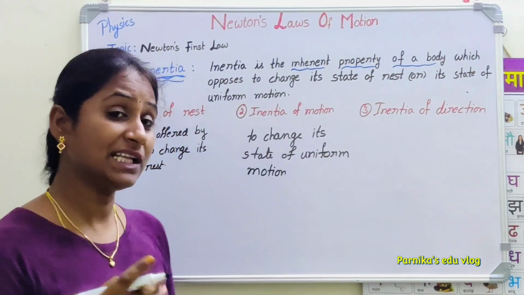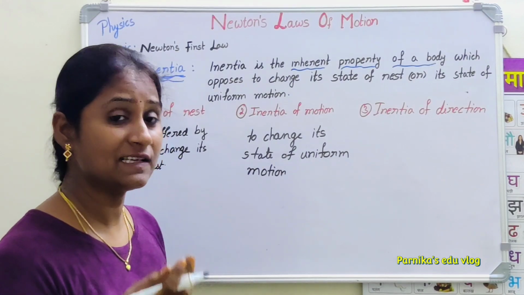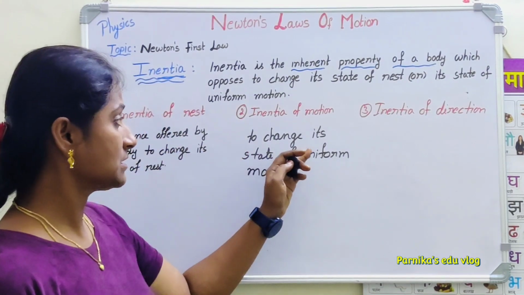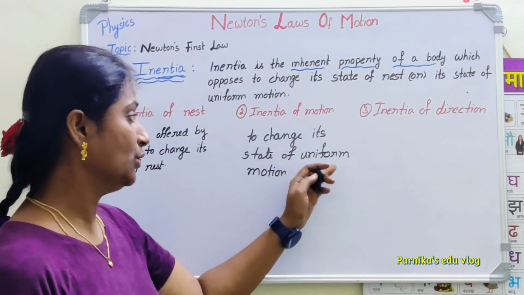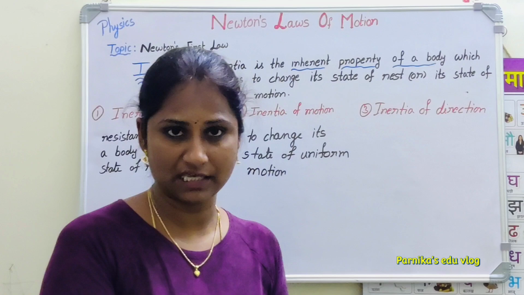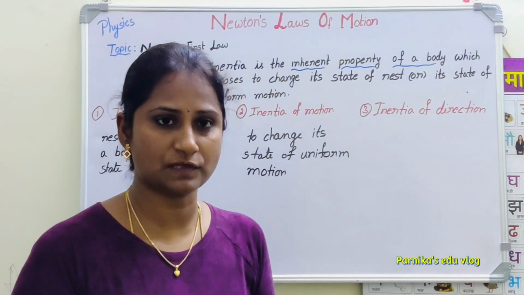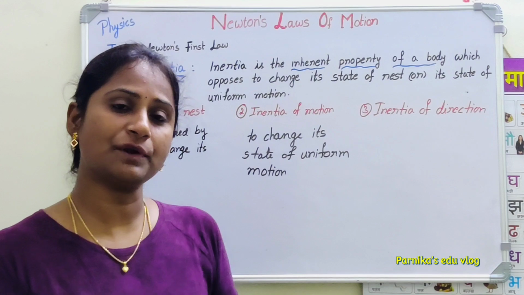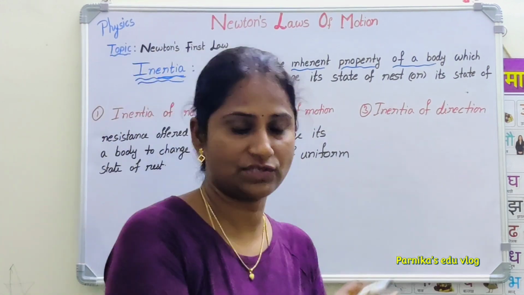Then what is inertia of motion? It is the resistance offered by a body to change its state of uniform motion. Suppose a body was previously in uniform motion and now you apply some force. At that time it opposes the change from uniform motion to rest.